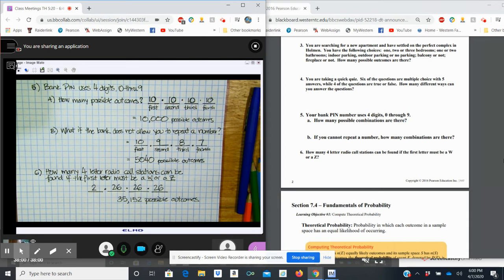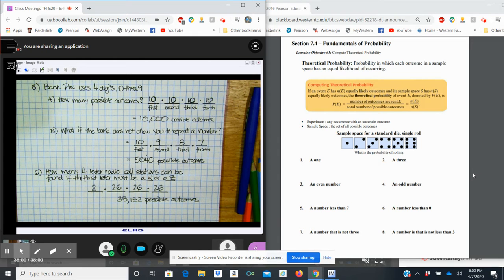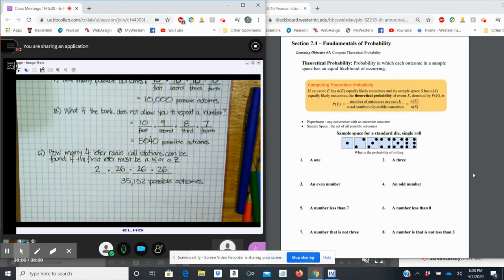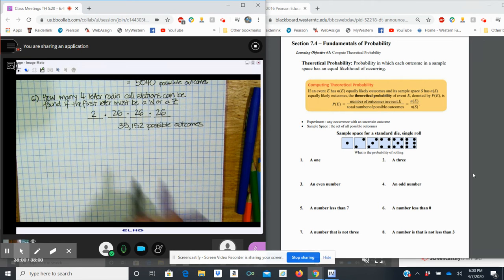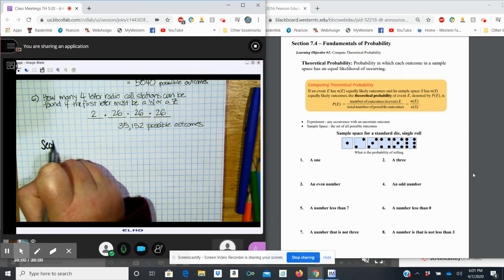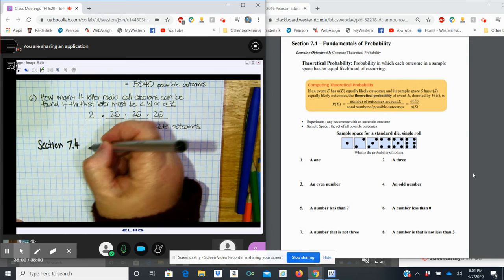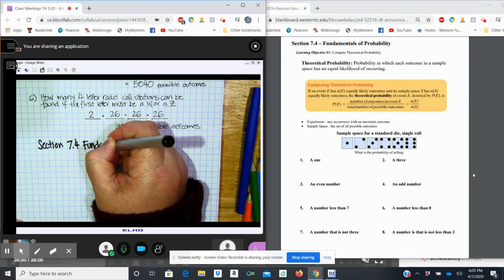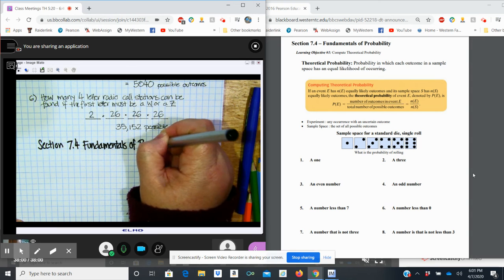Any questions on the fundamental counting principle here and how it works? Everybody seems pretty good. Okay. All righty. So that's section 7.1. And from there, we're going to jump to section 7.4, which is the fundamentals of probability.